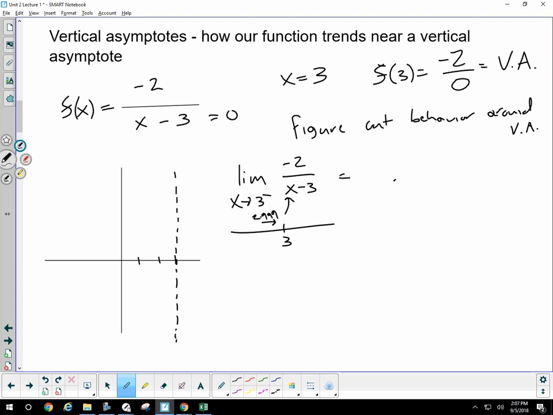Sure. But if I plug in 2.999 and subtract 3, it's going to be something very close to 0 and negative, because 2.999 is less than 3. If I take 3 away from it, it'll be negative. I have -2 divided by something infinitely small and negative. That is something infinitely large and positive. That is telling me that if I'm just to the left of 3, I'm going up.